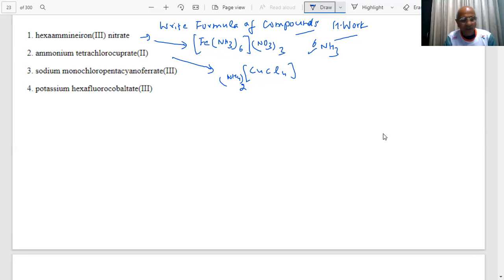So we have learned already, students. These are some of the questions which we are trying to solve for you. We should know how to write the formula.